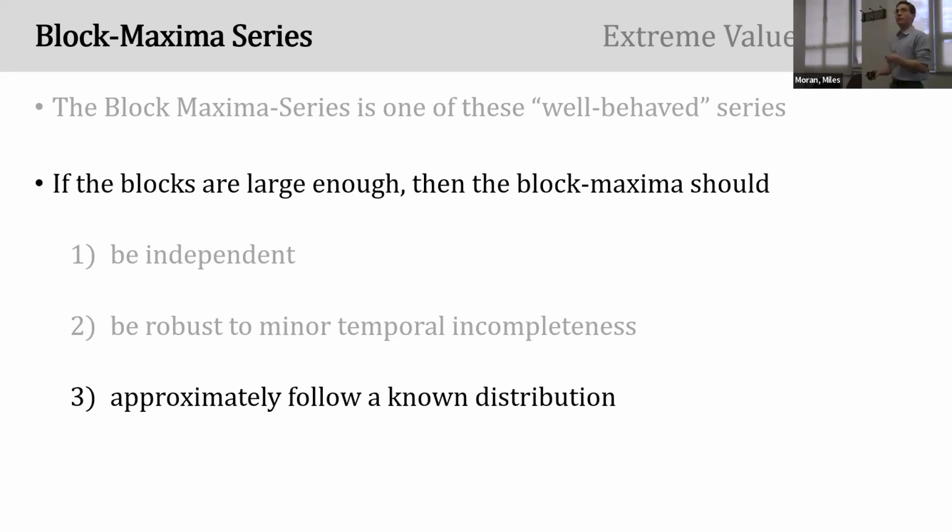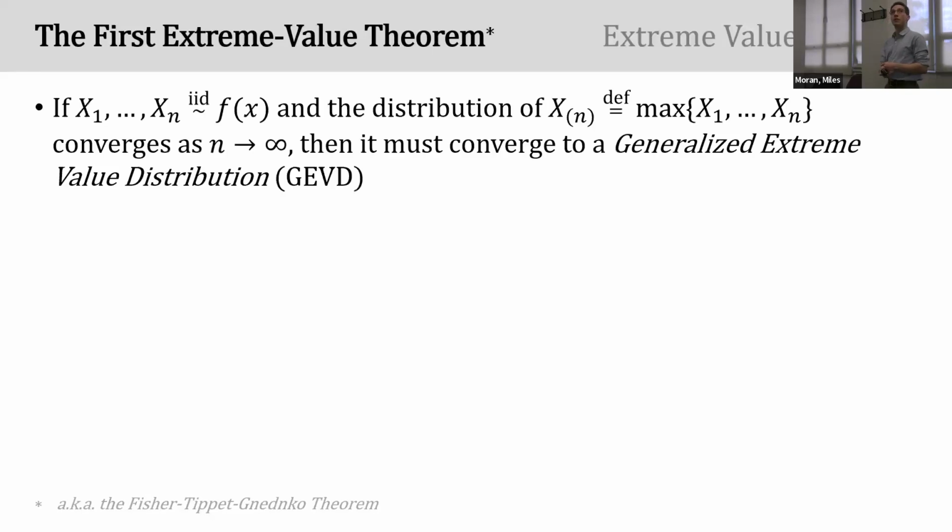The keystone in all of this is this asymptotic theorem known as the first extreme value theorem. You might also see it under the name of the Fisher-Tippett-Gnedenko theorem, more formally. And what it says is this. If you have an IID sample of random variables, and the distribution of the sample maximum converges as the sample size increases, then it must converge to a generalized extreme value distribution.